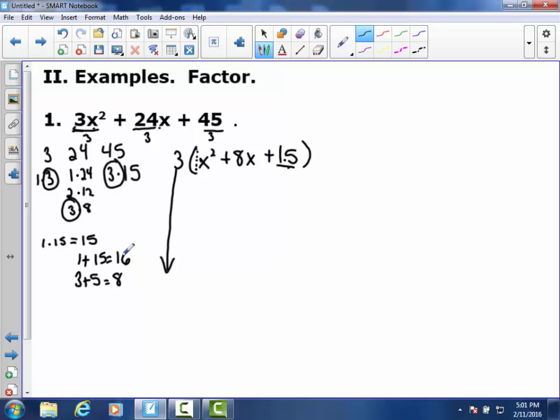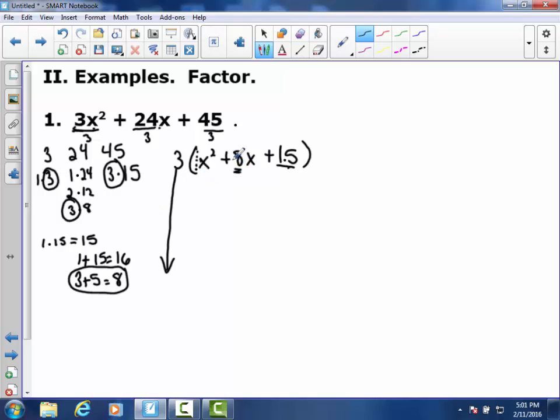And it says we want the one that gives us the middle coefficient. So that's this set right here, because our middle coefficient right here is 8, and that one added together to give us 8. All right, if the middle term is negative, so we look back up here. Is it negative? It is not. So we don't have to follow that one. Now we do what's called factor by grouping.